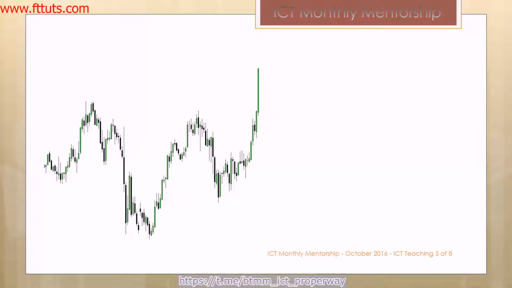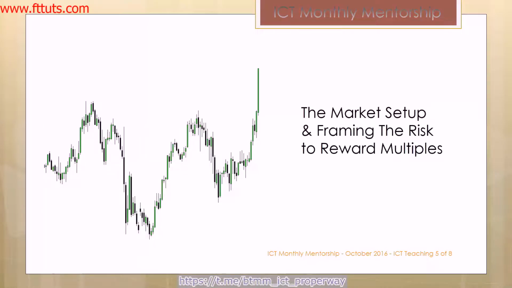We're going to be talking specifically about how to mitigate losing trades effectively. We're going to look back at the same sample size of price action, and we're going to go through it a little differently. We'll assume that we were studying this particular asset class or market, and we go through our standard markup of market setup and framing the risk and reward multiples.